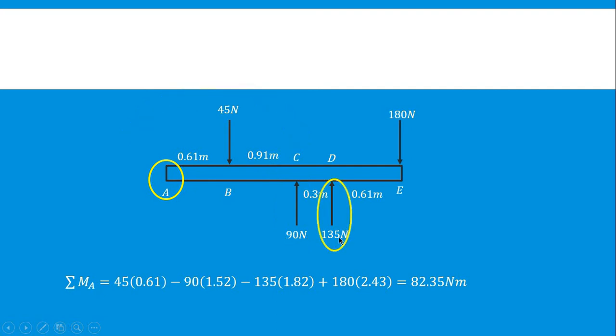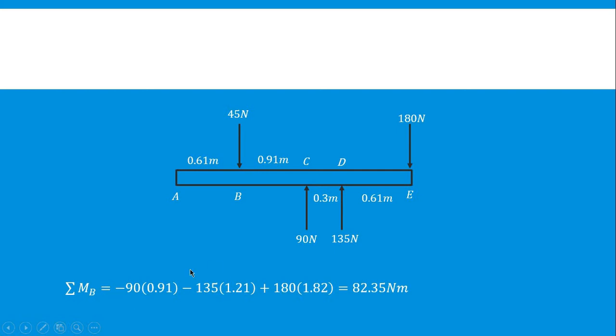Next is 135 Newton that is also going counterclockwise, multiplied with the summation of 0.61 meter, 0.91 meter, and 0.3 meter, with a total of 1.82. Next is 180 Newton that is going clockwise, multiplied with the summation of 0.61 meter, 0.91 meter, 0.3 meter, and 0.61 meter, with a total of 2.43, and that will give us the summation of moments at A with a total of 82.35 Newton meter.